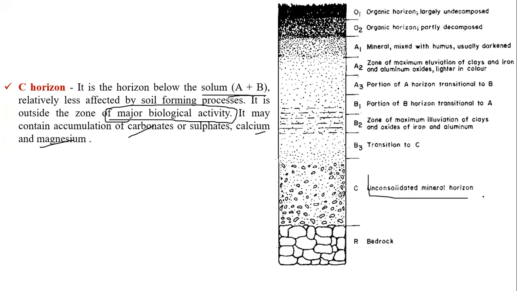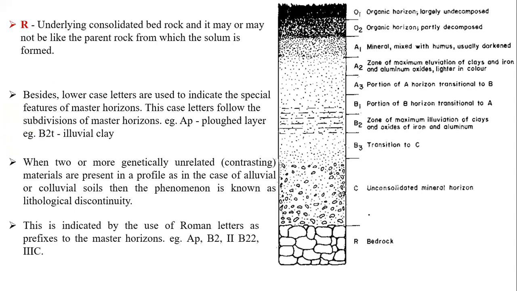So you can see there's an unconsolidated mineral horizon. The C horizon is nothing but the unconsolidated mineral horizon. And coming to the last one, it is called R. It's bedrock, the underlying consolidated bedrock, and it may or may not look like a parent rock from which solum is formed. So it may or may not look like the parent material of the solum.